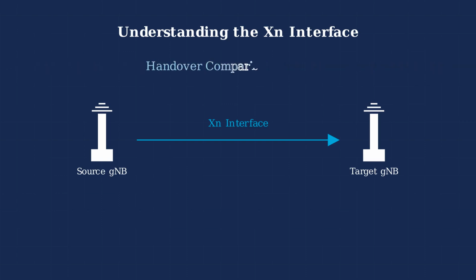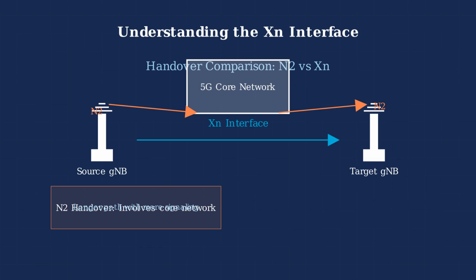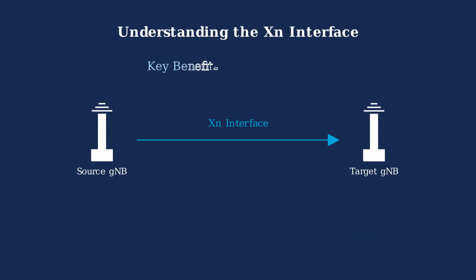To understand the importance of the XN interface, let's compare it with N2-based handovers, which involve the core network. N2-based handovers require communication through the core network, creating a longer path with additional signaling overhead. In contrast, XN-based handovers establish a direct path between the source and target gNBs, resulting in faster handovers with reduced latency.